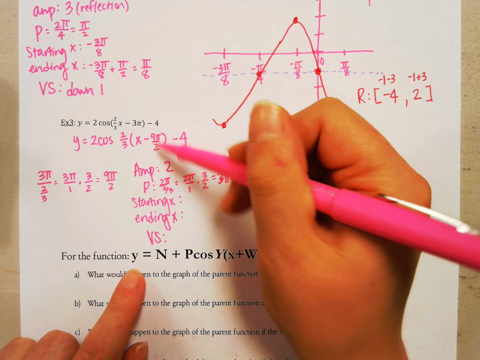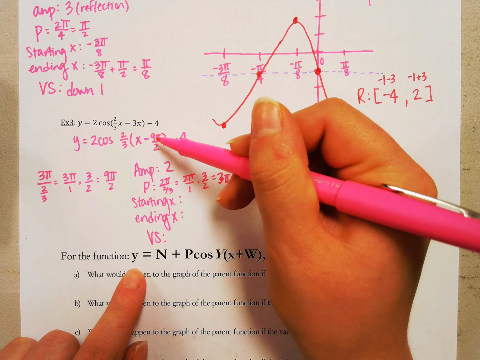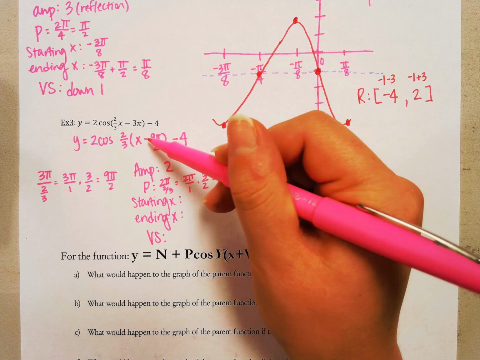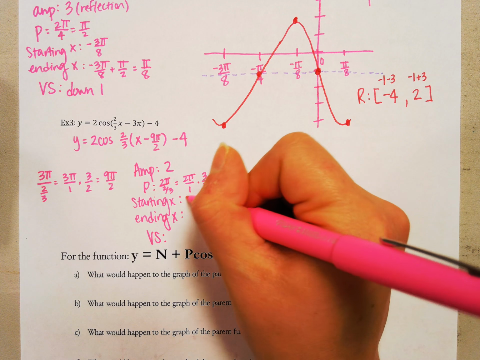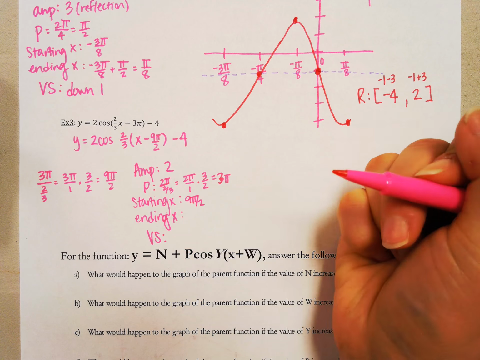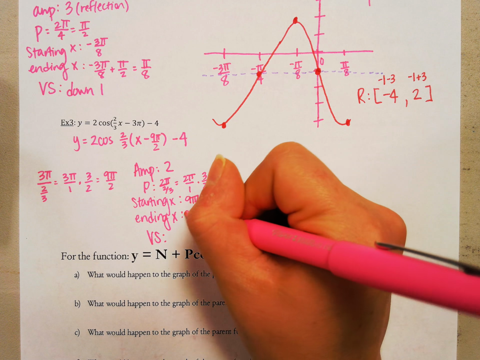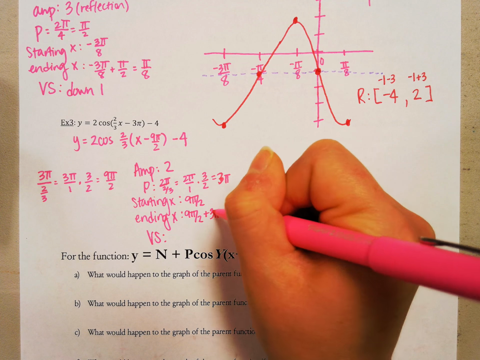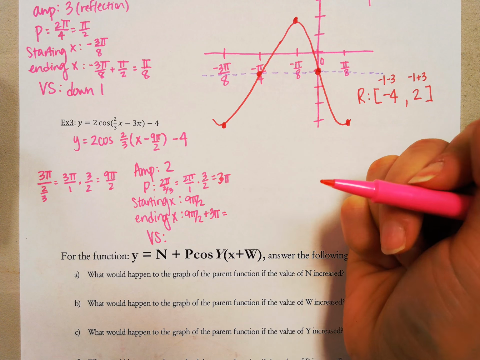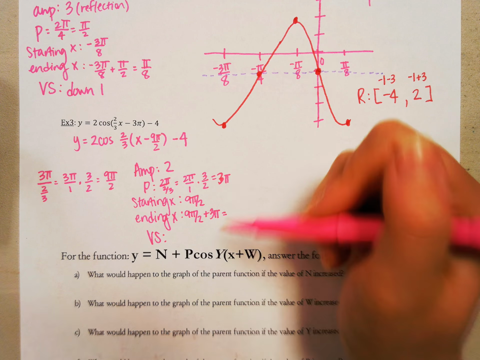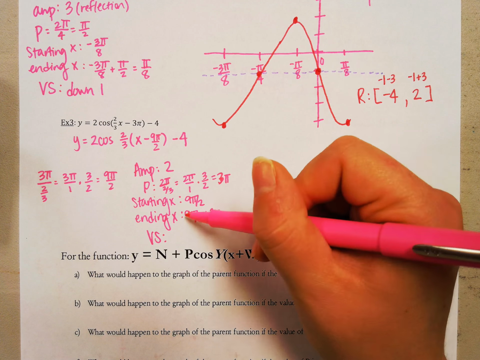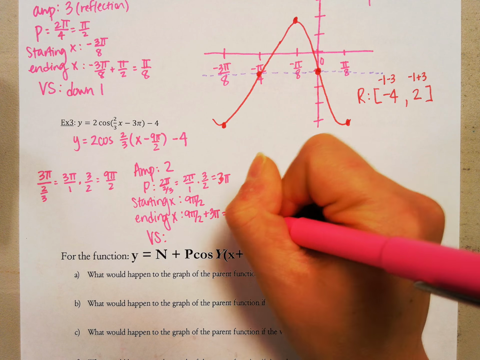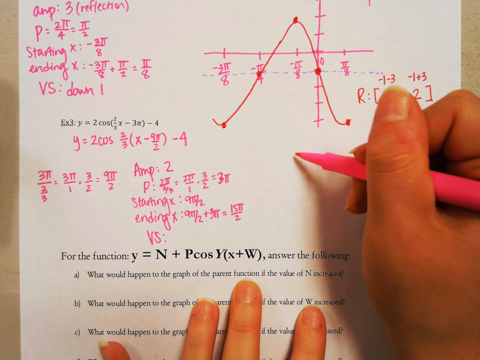Our starting x value is all the way to the right, so we'll have negative 9 pi over 2. This minus, we'll move it to the right, 9 pi over 2 units. And then our ending x value is our starting x value plus our period. So negative 9 pi over 2 plus 3 pi. This again is 6 pi over 2, so negative 9 pi plus 6 pi is going to be negative 3 pi over 2. We're really stretching out in the x-axis here.